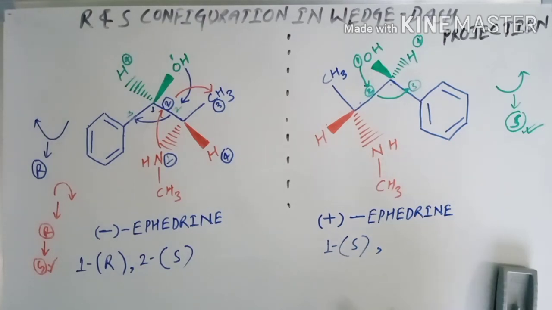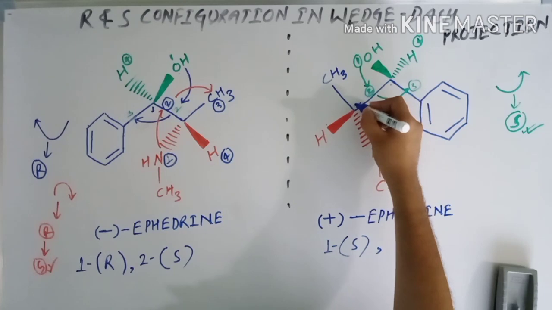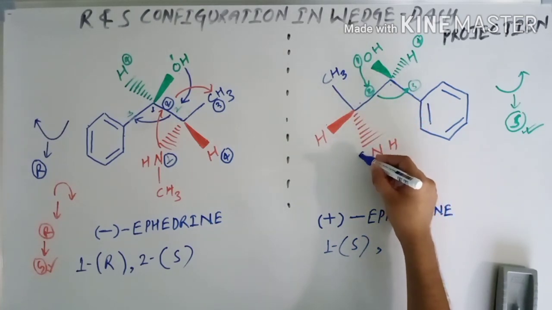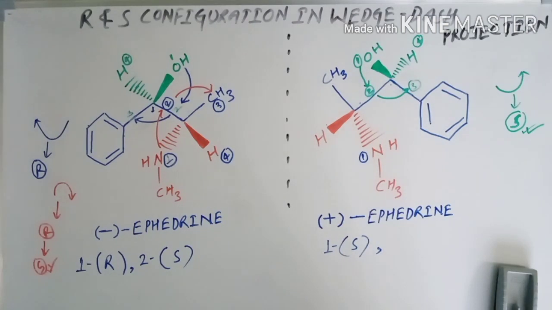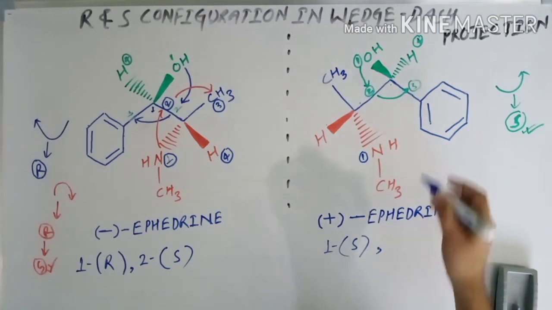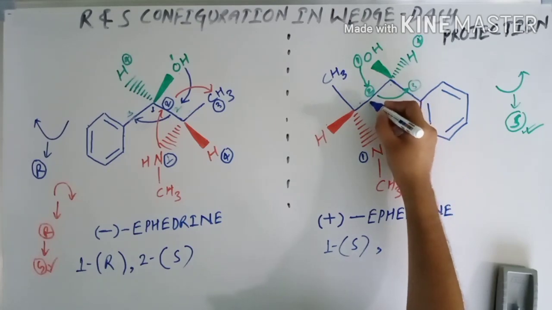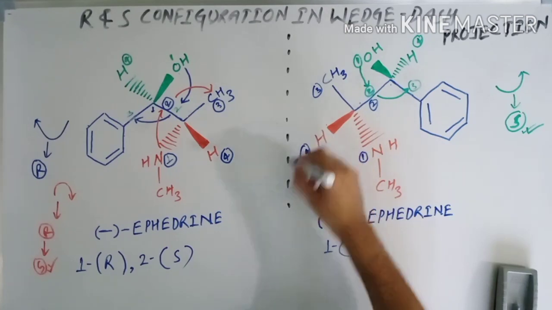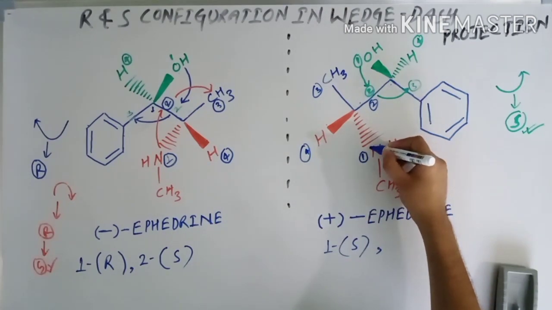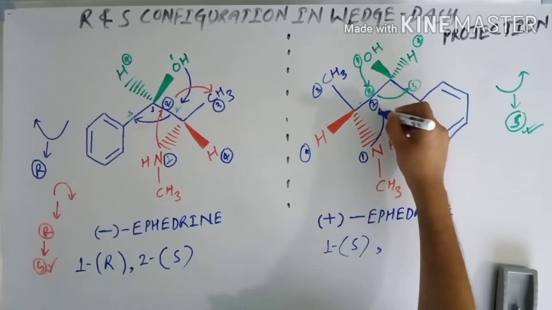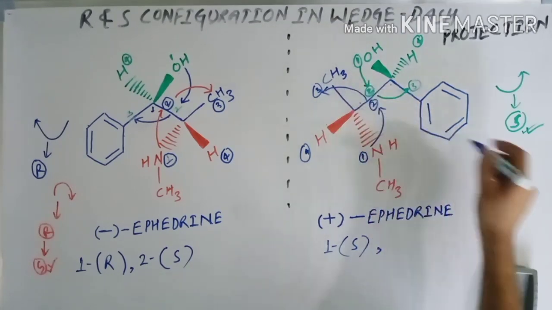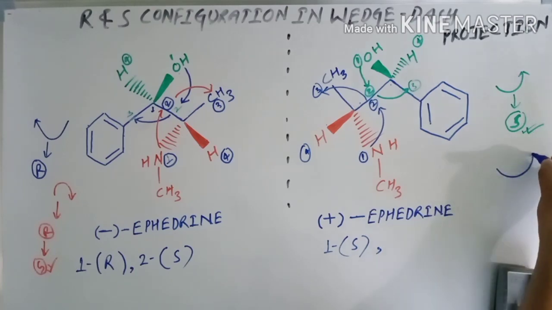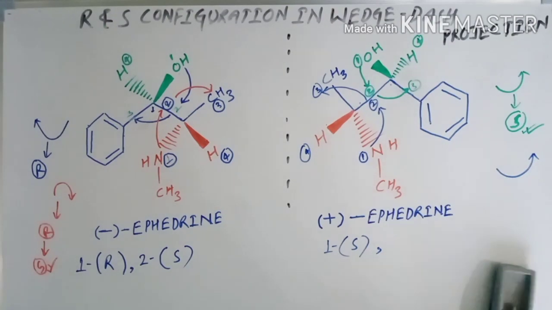Now we will move on to the next carbon. Next carbon is here, this one. So around this nitrogen atom, first priority goes to the nitrogen atom, then second priority goes to this carbon, and third priority goes to methyl, and fourth goes to this. Now again we draw an arrow from 1 to 2 and 2 to 3. So again you will see the arrow moves in this fashion. So this is again anti-clockwise.